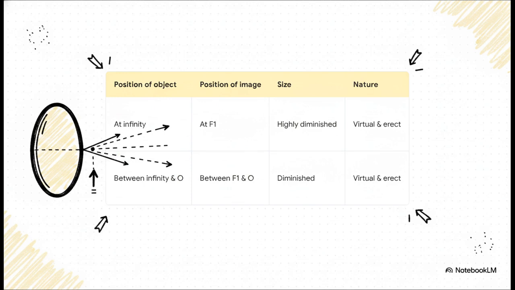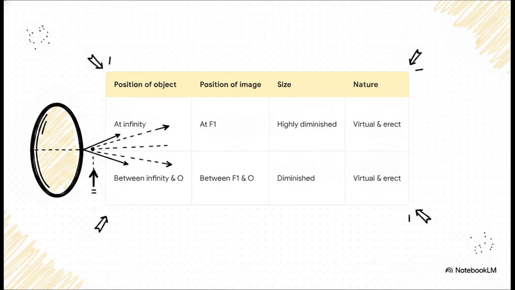On the flip side, the rules for a concave lens are remarkably simple. It is so much more predictable. Because a concave lens always scatters or diverges light, it can literally never project a real image onto a screen. No matter where you put the object, whether it's out at infinity or right up against the glass, it only ever gives us virtual, erect, and diminished images.